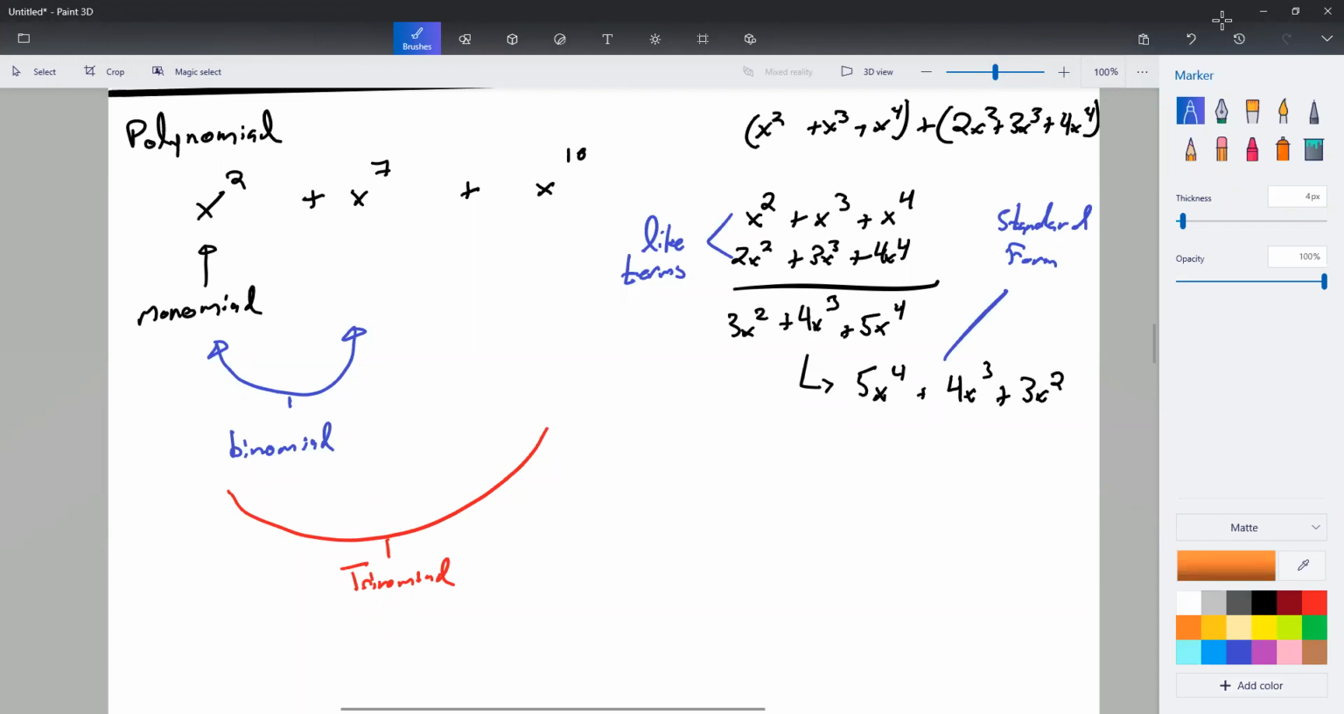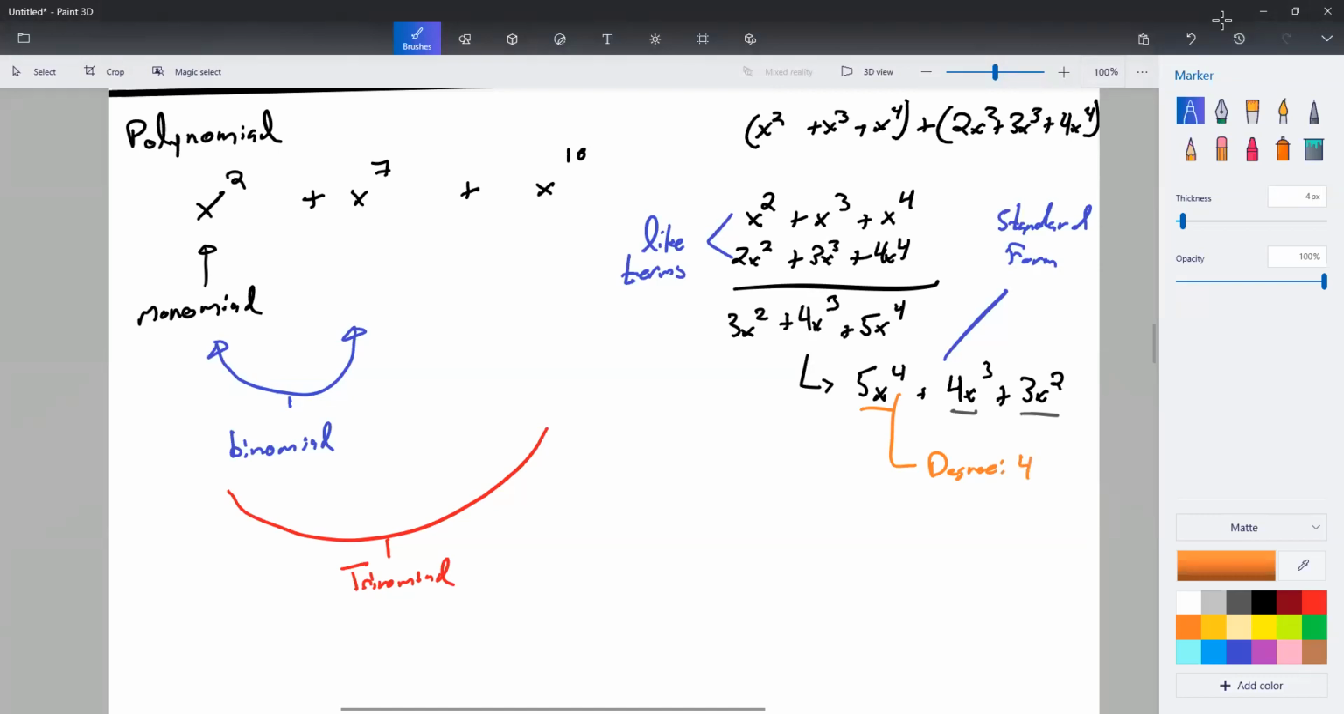A couple other things to consider when we're looking at this. The degree of this polynomial. So we have three different terms here, right? We have a 5x to the fourth. We've got a 4x cubed. We have a 3x squared. The degree of a polynomial is the highest exponent you have. So the highest exponent we have is a 4. So we're going to have a degree of 4 on this polynomial.